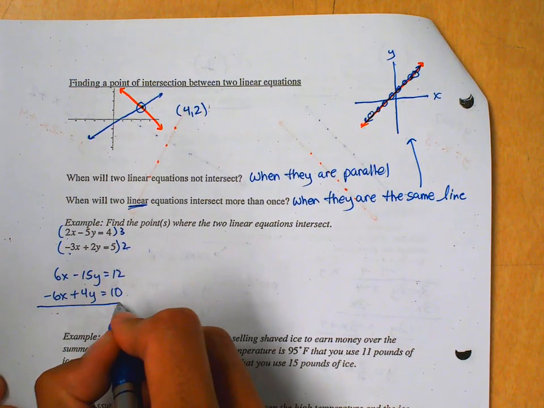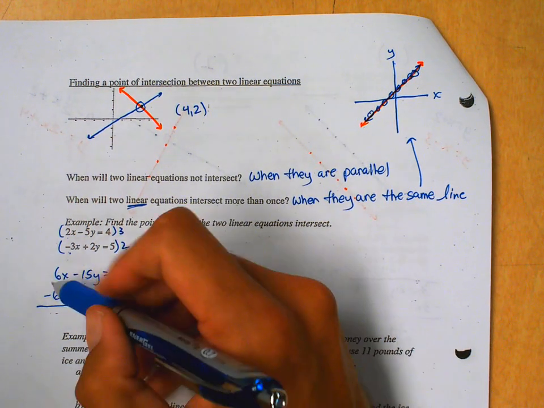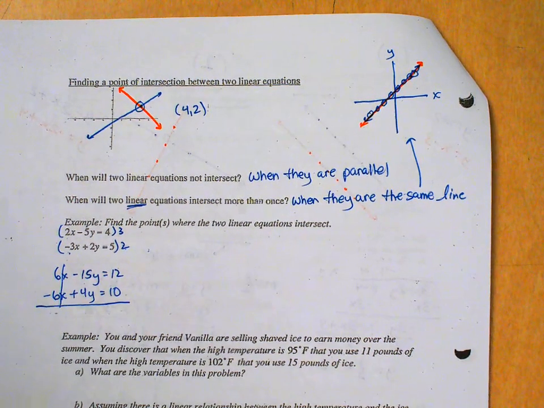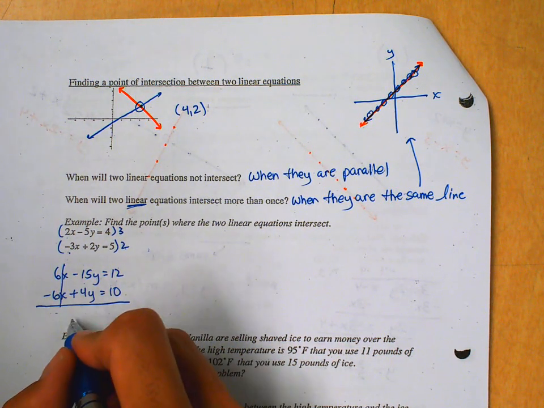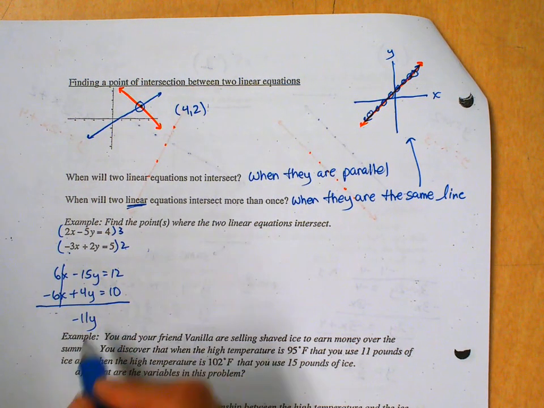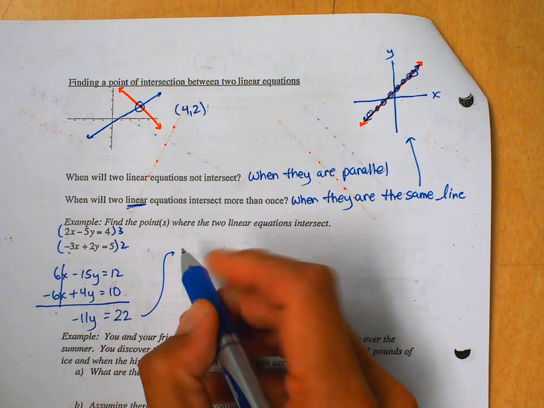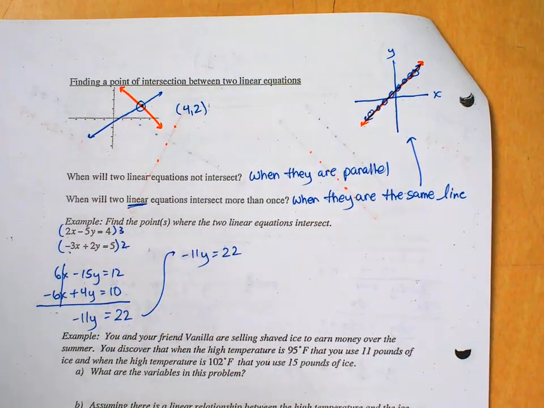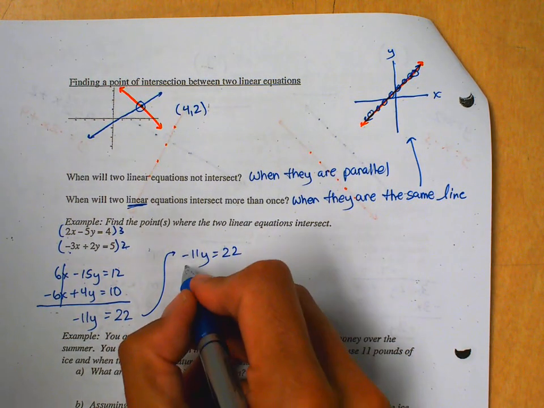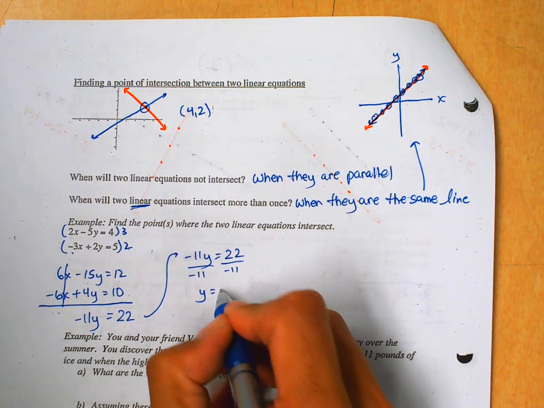And now you can see we got what we want, 6x and negative 6x, because when we add those together, they cancel out. And then negative 15y and 4y is negative 11y. And 12 and 10 is 22. Just bring that up here. Negative 11y equals 22. Just solve for y. Divide by negative 11, divide by negative 11. Y equals negative 2.